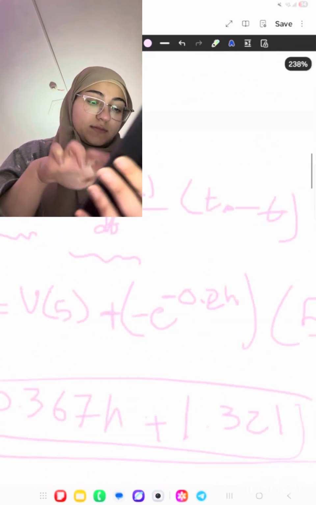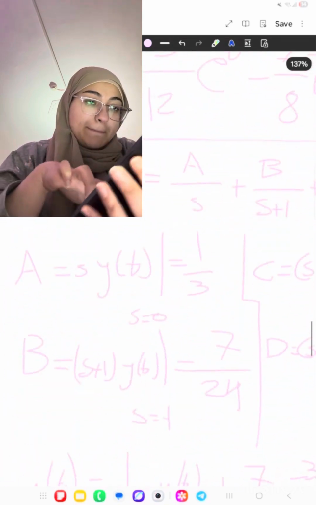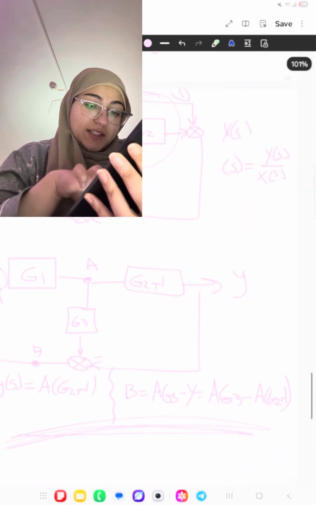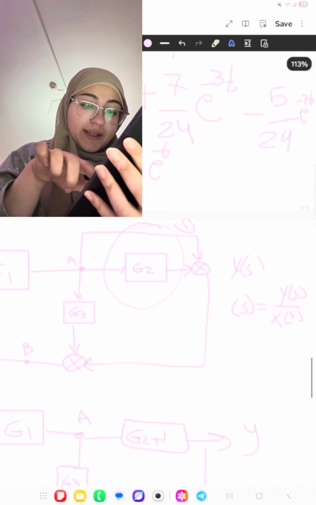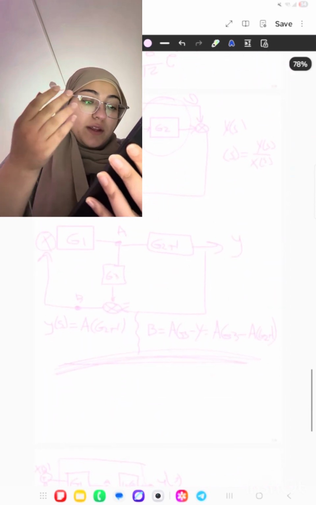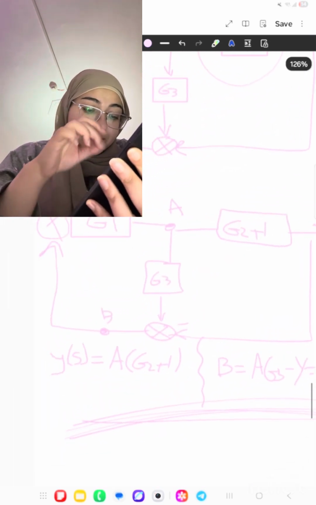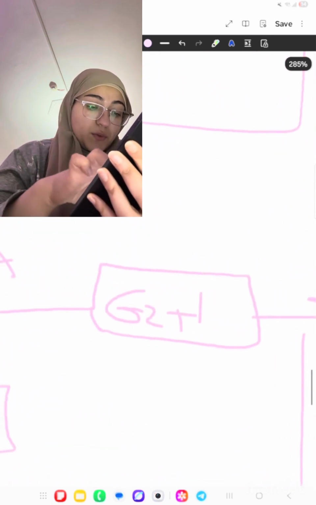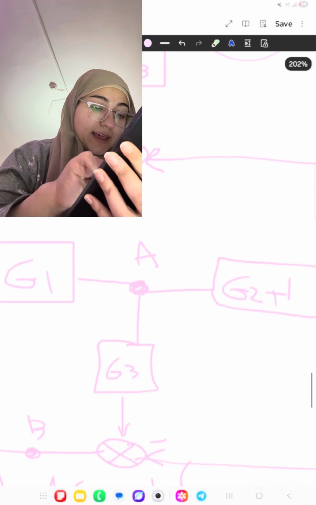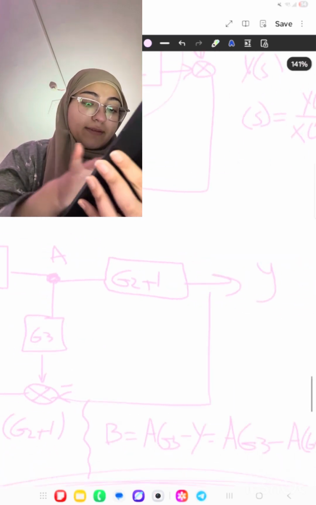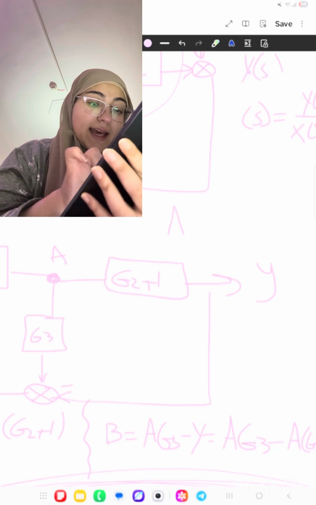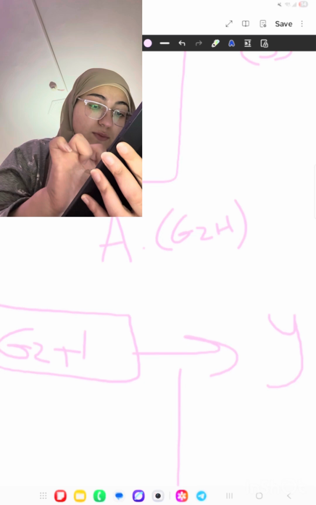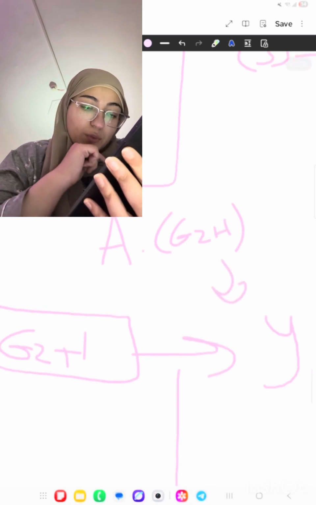Then let's go down there. It's going to be G2 plus G1. We need to find Y(s) over X(s), which is the output over the input. Here, we know that it's G2 plus 1. Then here we have the A node and B node. When we want to find the Y, it's going to be A multiplied by G2 plus 1.